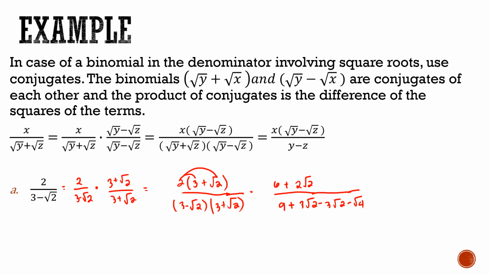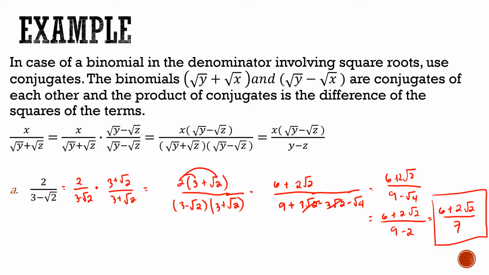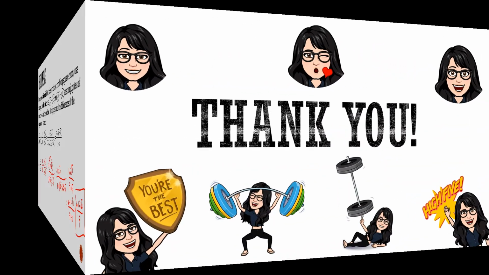So let's analyze the denominator. So simplify. So this will be cancelled out. So what is left is 6 plus 2 square root of 2 over 9 minus square root of 4. So the square root of 4 is 2. So we can write this as 6 plus 2 square root of 2 over 9 minus 2. 9 minus 2 is 7. Therefore, our answer is 6 plus 2 square root of 2 over 7. Thank you.